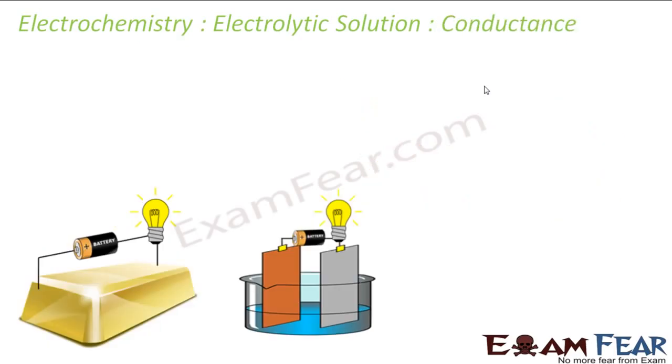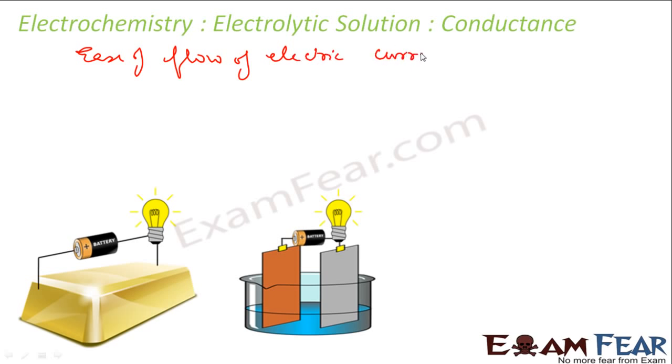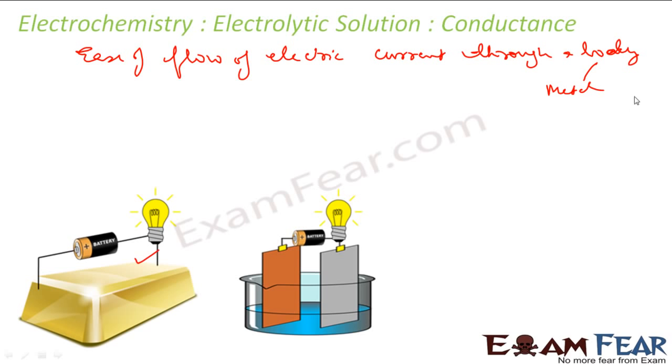Now let's talk about conductance. What is conductance? Conductance is nothing but the ease of flow of electric current through a body. And this body can either be a metal, for example in this case, or it can be an electrolyte, because we have seen that electrolytes conduct electricity. So conductance is nothing but the ease of flow of electric current through a body.